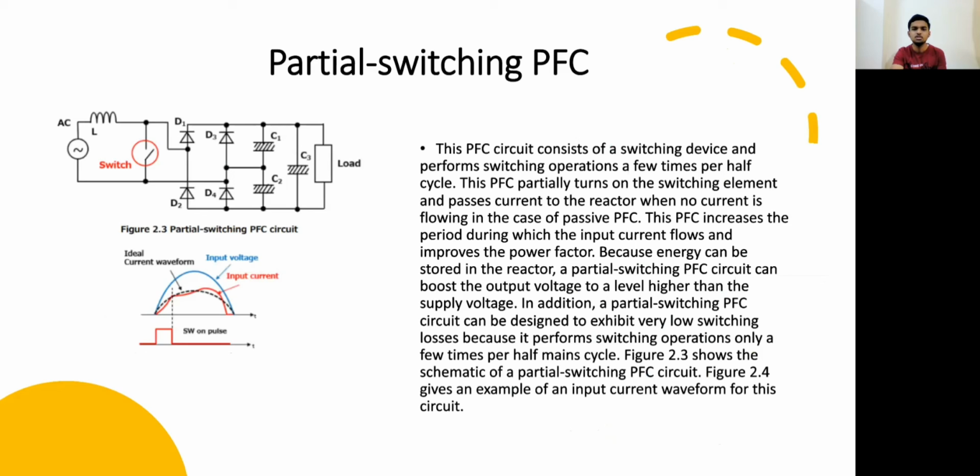Partial switching PFC. This PFC circuit consists of a switching device and performs switching operations a few times per half cycle. This PFC partially turns on the switching elements and passes current to the reactor when no current is flowing in the case of passive PFC. This increases the period during which the input current flows and improves the power factor. Because energy can be stored in the reactors, a partial switching PFC circuit can boost the output voltage to a level higher than the supply voltage.